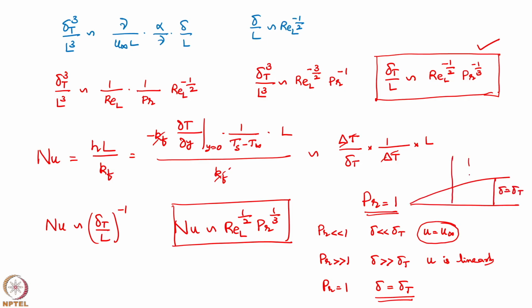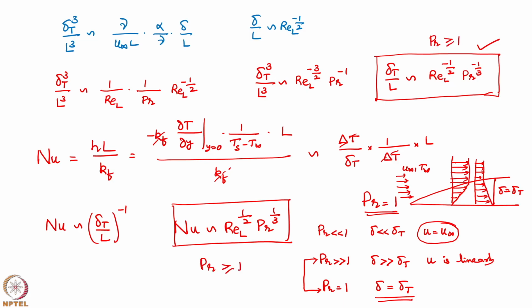That means both velocity and temperature are varying. Under those circumstances, the assumptions we made for Prandtl number less than 1 are not valid anymore. So you will have to consider the case where the Prandtl number greater than 1 result is valid for Prandtl number equal to 1 also. So this is valid not only for Prandtl number greater than 1, but also for Prandtl number greater than or equal to 1.